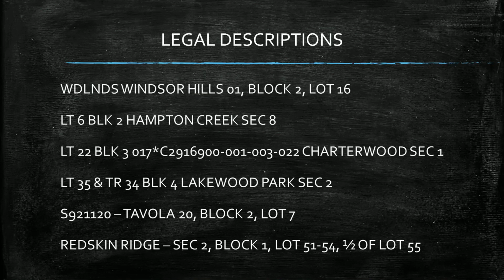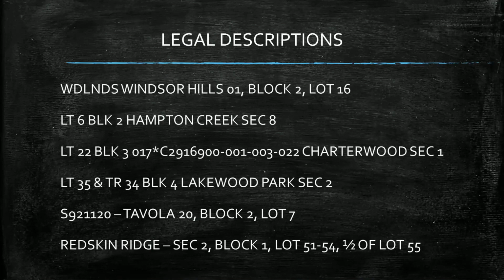Here they have abbreviated Woodlands. That is a weird abbreviation for it. We have to leave it like it is. The second one, again, pretty simple. Lot 6, Block 2, Hampton Creek, Section 8. So we would type in the number 6 and the number 2 for the lot and the block. Make sure we get them in the correct place. And then we would copy and paste Hampton Creek, Section 8 into the rest of the legal description.